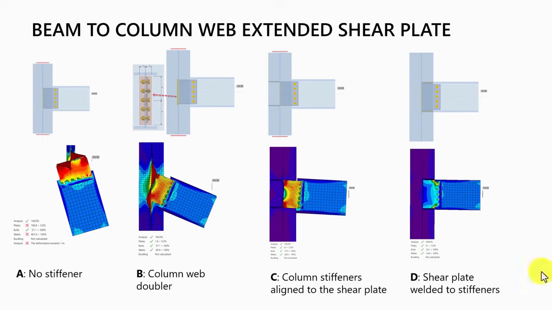Let's review the next example. So now I model a beam-to-column web extended shear plate with different configurations. Again, option A, no stiffener. B, column web doubler. Option C, column stiffeners aligned to the shear plate. So you can see here, they are aligned to this shear plate. Then finally, option D, shear plate welded to the stiffeners on this side of the column. So from the summary of results and then the deformed shape, the most efficient design is the shear plate welded all around the stiffeners.